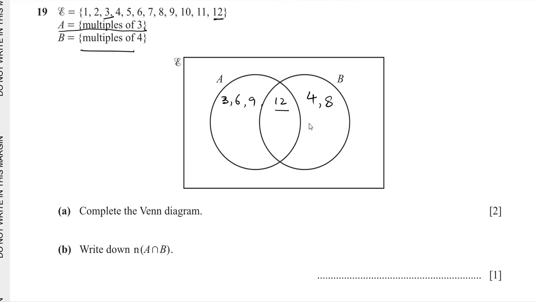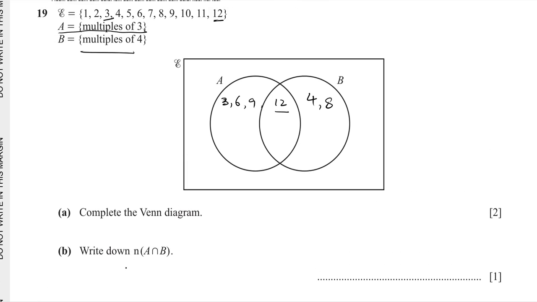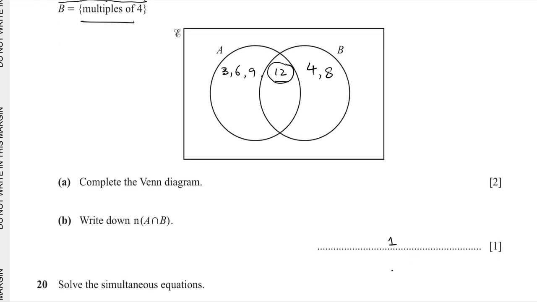Complete the Venn diagram. Write down the numbers of A intersection B. So the numbers of A intersection B, there is only one number in A intersection B, that's 12, so we'll just write 1. That should be our answer.